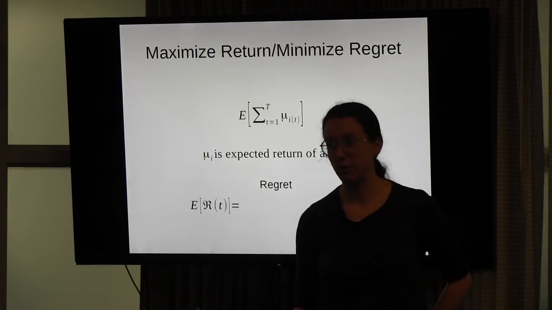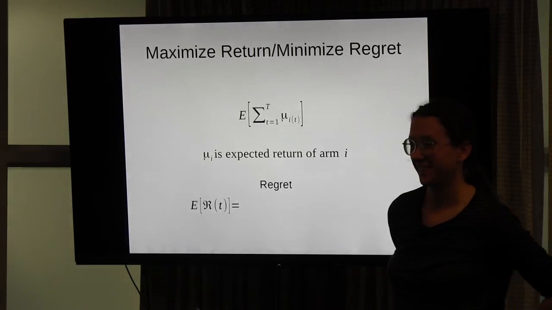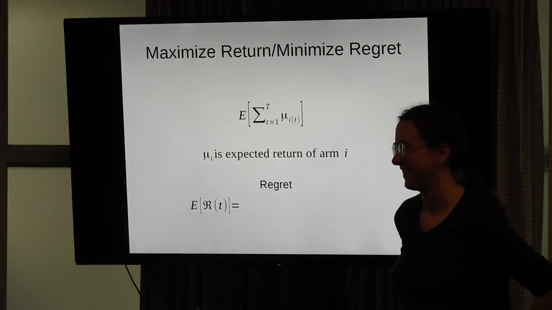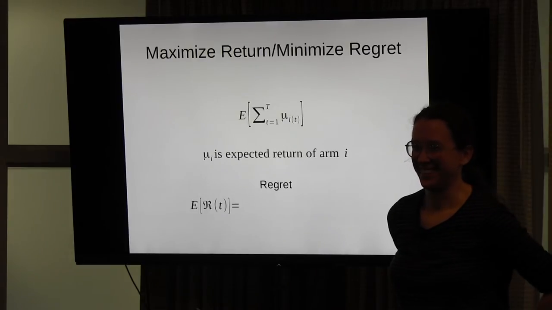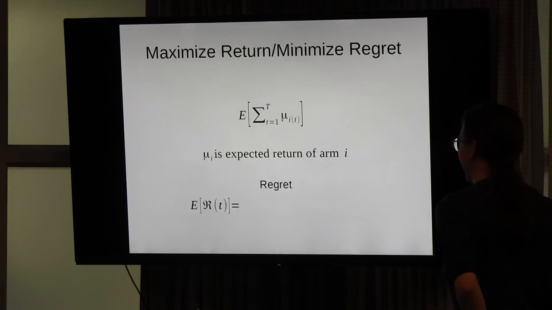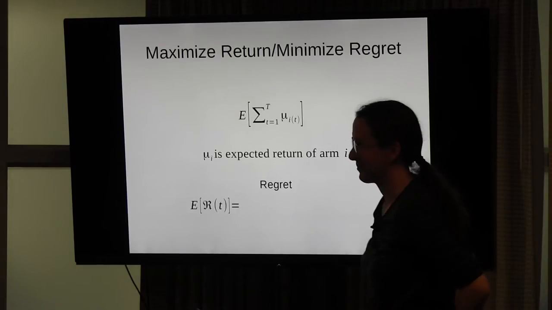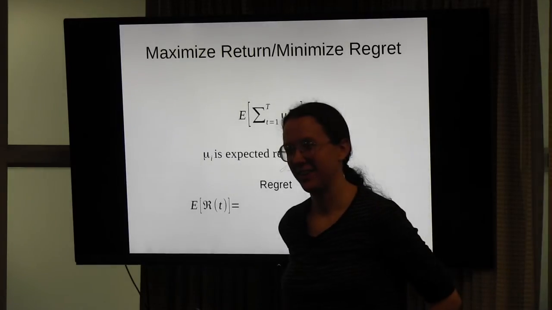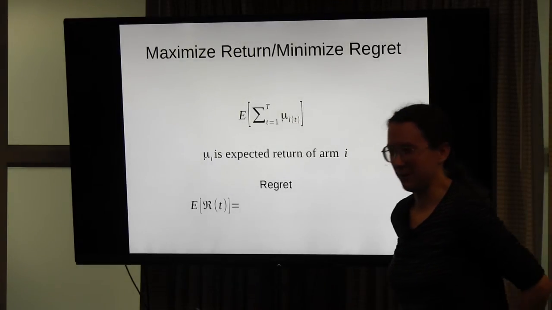So does anybody want to guess what regret is in machine learning? Or maybe you know what regret is? It's really a depressing technical concept, but just from the name, what do you think? Yeah? What's that? You do the wrong thing too many times. Yeah, and what happens if you do the wrong thing?